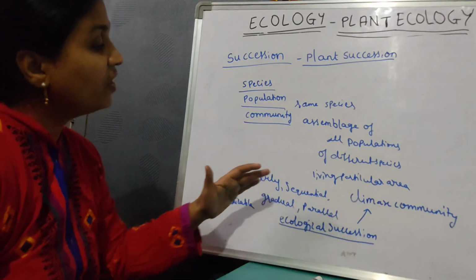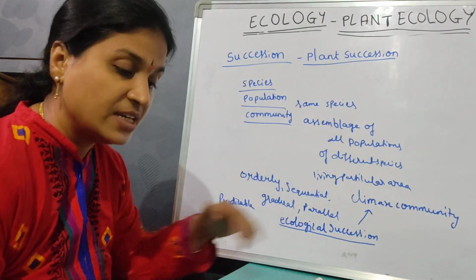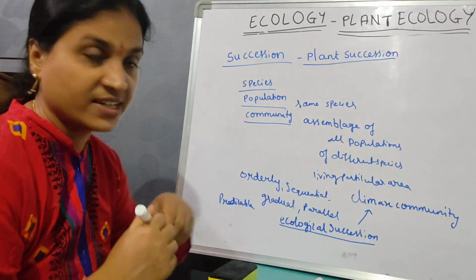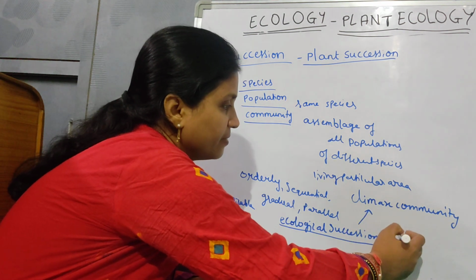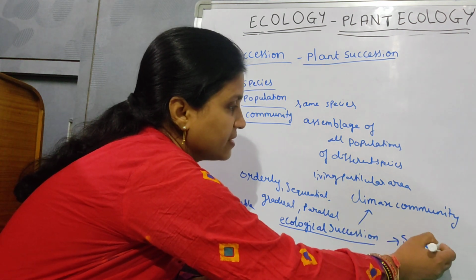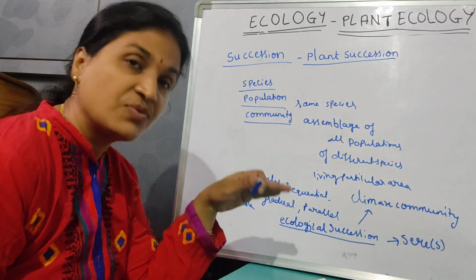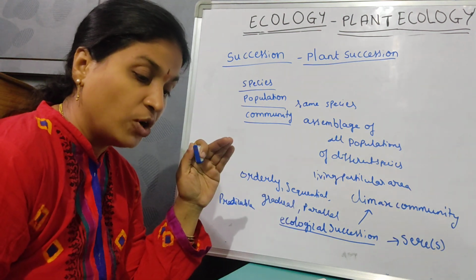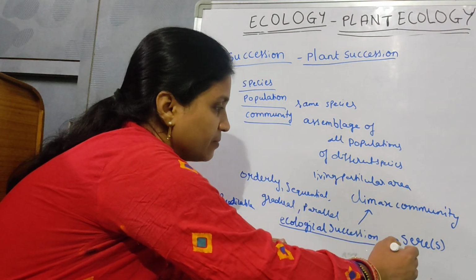Whatever communities are forming in the ecological succession, the entire sequence of communities that successively change in a given area is called a sere. And the individual transitional communities are called serial stages.